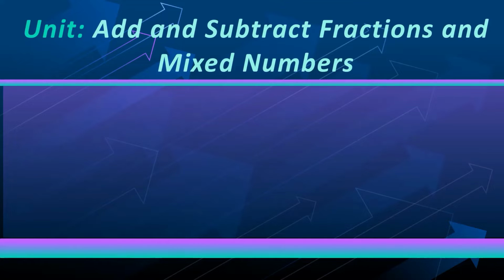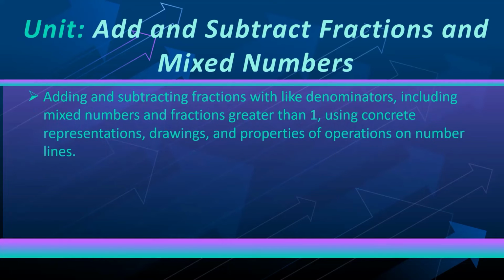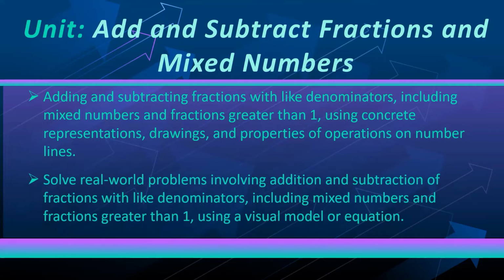This unit for 4th grade has two main key learnings. The first one is that students should be able to add and subtract fractions with like denominators using tools, drawings, number lines, and the properties of operation. This will include fractions greater than 1 and mixed numbers. The second key learning is that students should be able to solve real-world problems involving addition and subtraction of fractions with like denominators, again, using those same strategies that they talked about in the first learning.